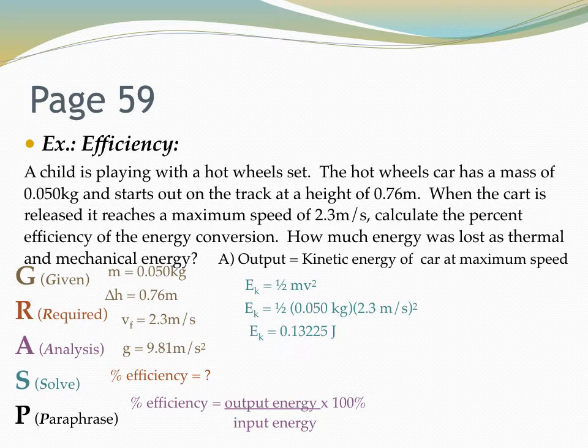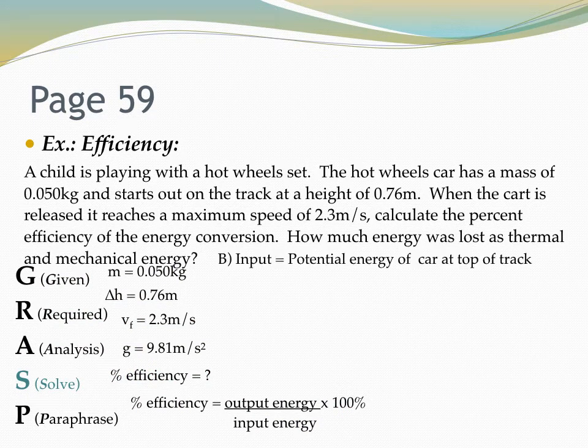Okay, so what else do we need? We have output energy. What do we need now? You guessed it, B. Input energy is what we're going to find. That's the potential energy of the car at the top of the track. Again, for potential energy, we look back at our old equation, mg delta h, or mgh. We just plug it in. Quick calculator fingers, and boom. We have that potential energy, or input energy, of 0.37278 joules. We're not going to round it yet. We're going to keep going though and plug this in.